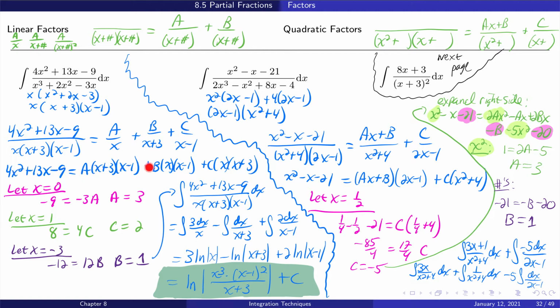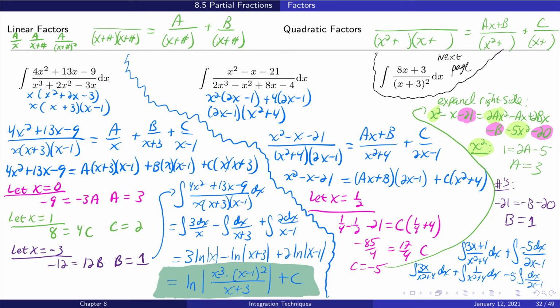So now what I've got is a long statement, and if I pick three convenient values for x, lots of stuff disappears, and finding the coefficients A, B, and C are pretty easy. So first time around, I'm going to let x equal 0. That way this term here and this term here disappear. 0 times anything is 0, and I've just got 0 plugged in here, which is -9, equals 3 times -1 times A, or -3A, and A equals 3.